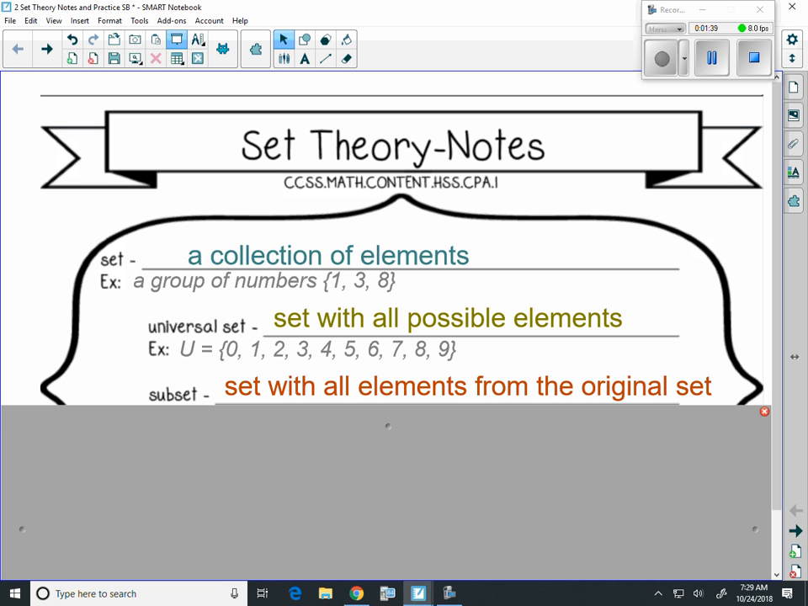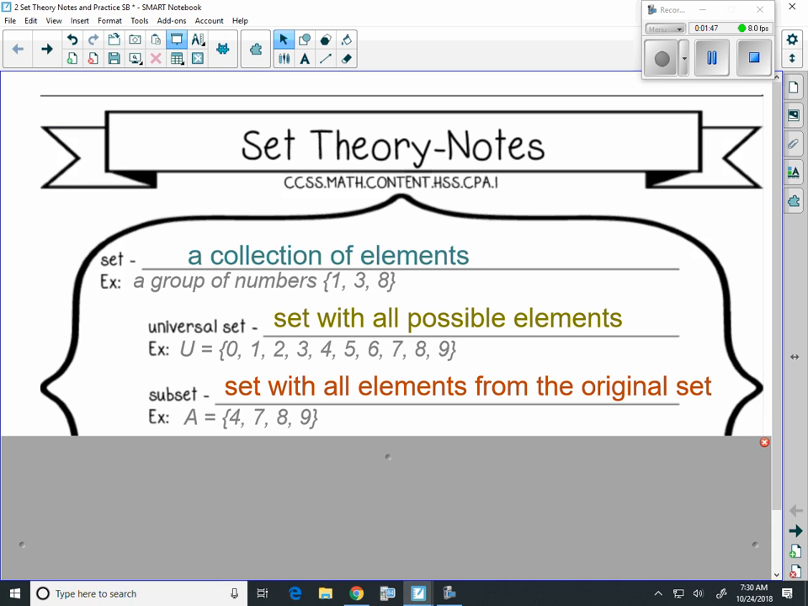Okay, then if we have a universal set, we have a subset. Okay, a set with all elements from an original set. Okay, so that subset doesn't have every element of the universal set, but it'll have some elements of the universal set. So we kind of have our universal set. Under that, we have the subset, which is some elements from the universal set.